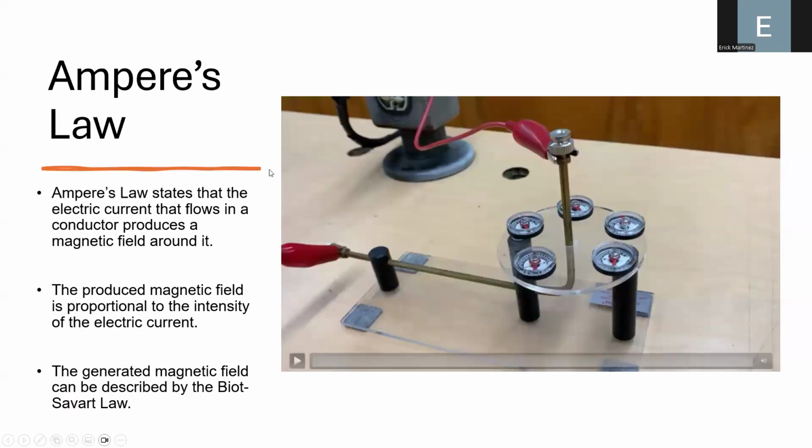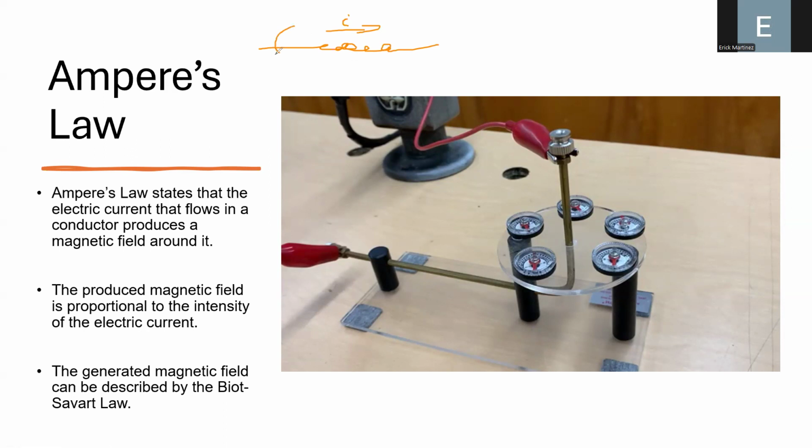The other one is Ampere's law. Ampere's law states that, let's say you have a conductor and you generate a current that flows in this conductor. When the current is flowing through this conductor, which can be any conductor like gold or copper, you are generating a magnetic field that surrounds the conductor. The presence of a current generates a magnetic field around that conductor.